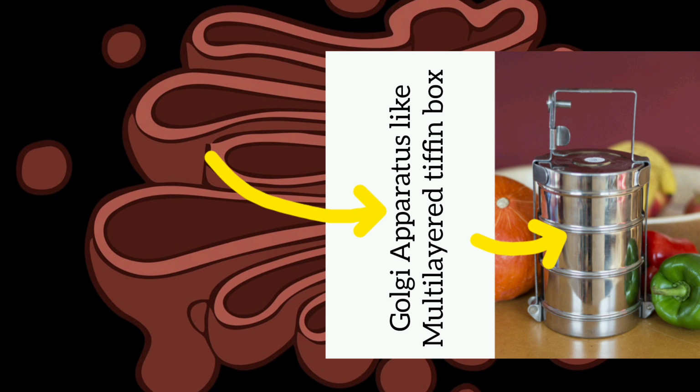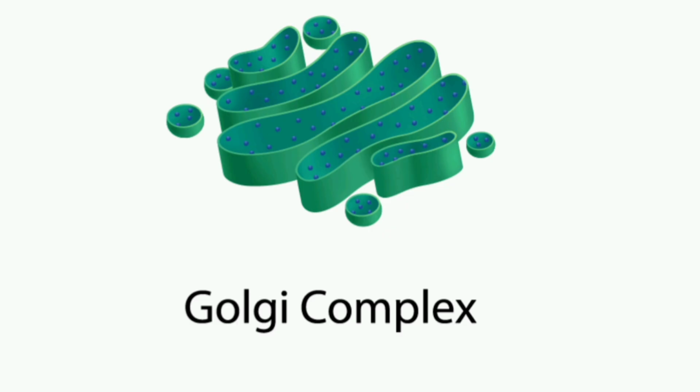And before closing the tiffin, the food might be adjusted or garnished, and this is the Golgi modifying the substances. And finally, the tiffin is closed and taken to the school or work, just like Golgi packages and delivers materials to different parts of the cell. So we can say the endoplasmic reticulum is like the kitchen, and the Golgi apparatus is like the multi-container tiffin box, neat, organized and ready to serve. Then what are the functions of Golgi apparatus?